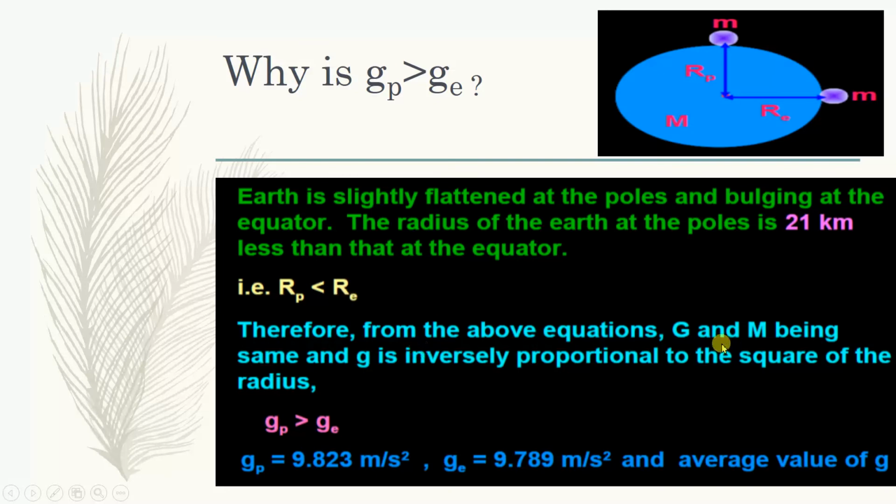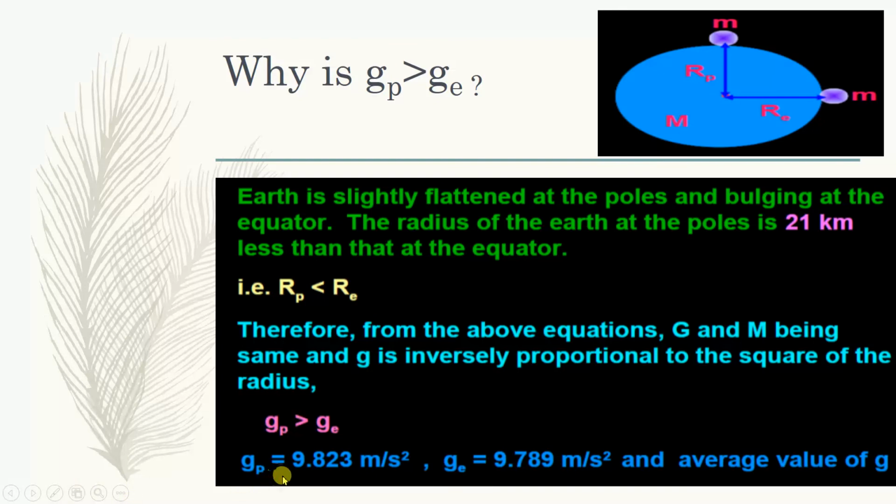Therefore, from the above equation, G and M being the same, small g is inversely proportional to the square of the radius, as we have discussed. If r is less, g will be more. So at the poles, g will be more. If r is greater, g will be less. So at the equator, g will be less. It is an inverse relation because r is in the denominator in the formula for small g.